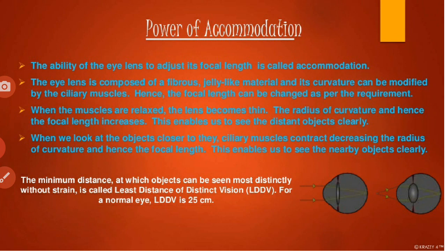When we look at objects closer, the ciliary muscles contract, decreasing the radius of curvature and hence the focal length. This enables us to see nearby objects clearly. The minimum distance at which objects can be seen most distinctly without strain is called the least distance of distinct vision, that is LDDV. For our normal eyes, the least distance of distinct vision is 25 centimeter.